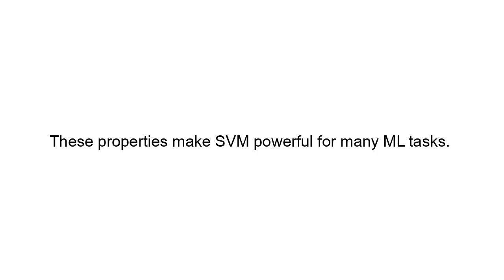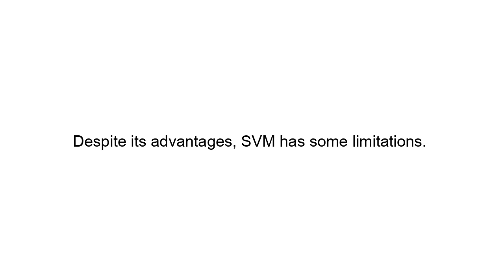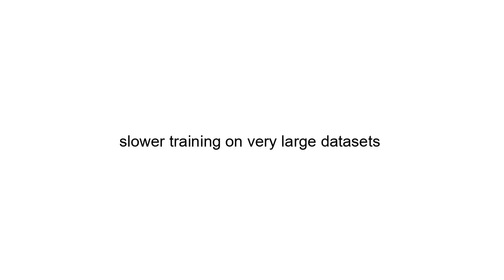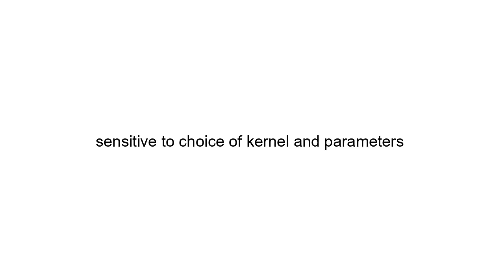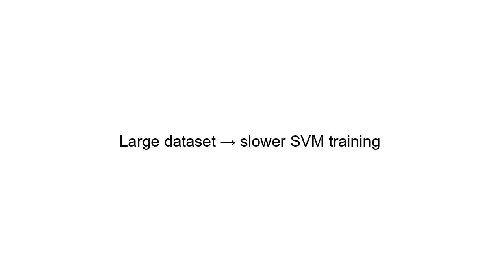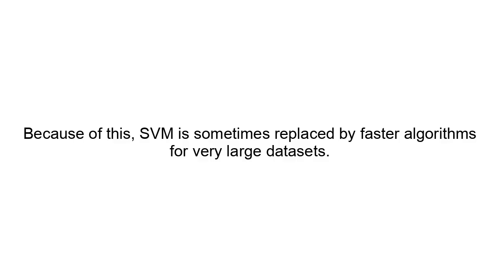Limitations of SVM. Despite its advantages, SVM has some limitations. Limitations include slower training on very large datasets, sensitivity to choice of kernel and parameters, and being harder to interpret compared to simpler models. Example concept: large dataset means slower SVM training. Because of this, SVM is sometimes replaced by faster algorithms for very large datasets.